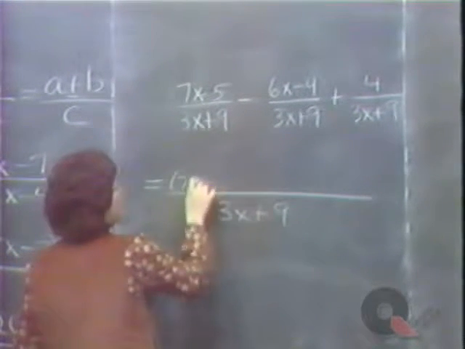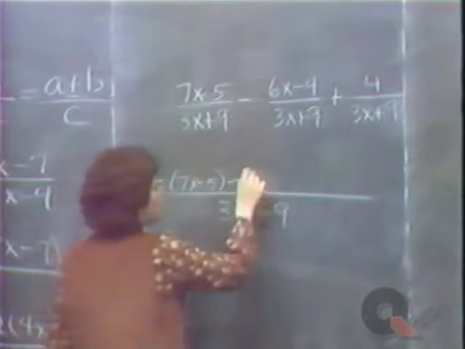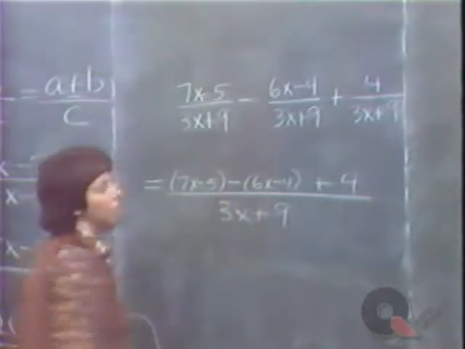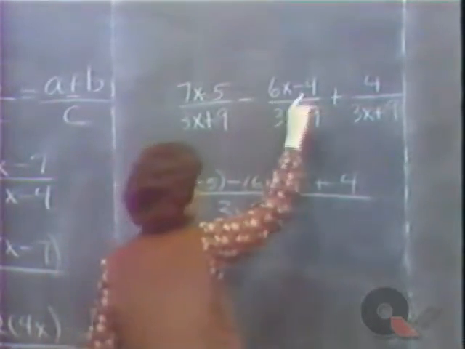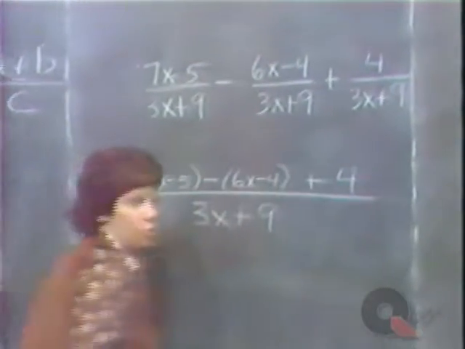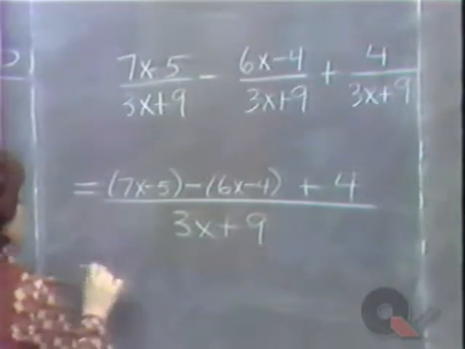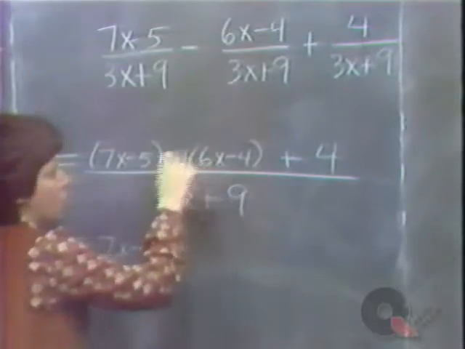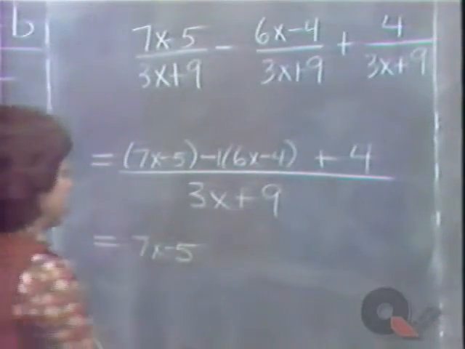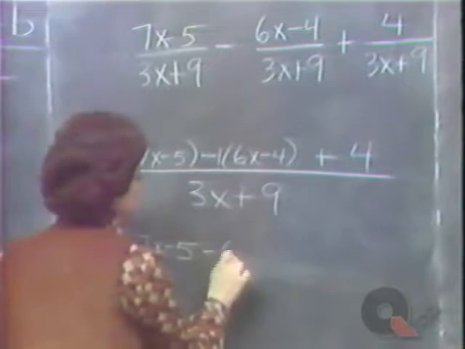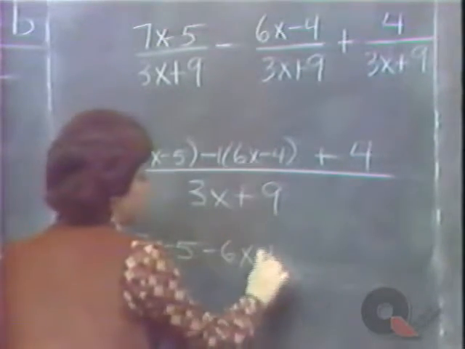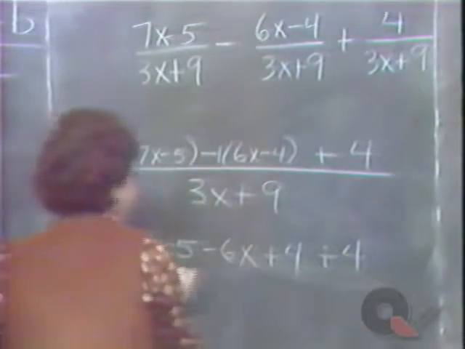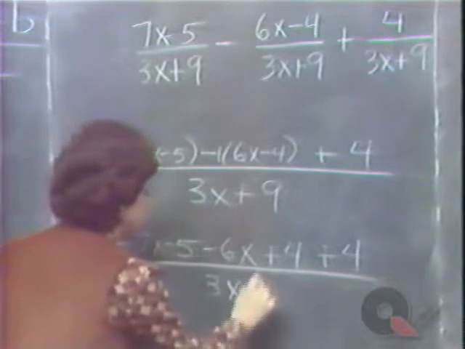We have 7x minus 5, take away this numerator, 6x minus 4, plus 4. The minus sign here is very important because what you're subtracting has more than one term, which means this minus sign must be distributed through those terms. This is 7x minus 5. This is really like a minus 1 here, which is to be sent through the parentheses in the multiplication. Minus 1 times 6x gives us minus 6x. Minus 1 times minus 4, that's plus 4. And now another plus 4, over 3x plus 9.